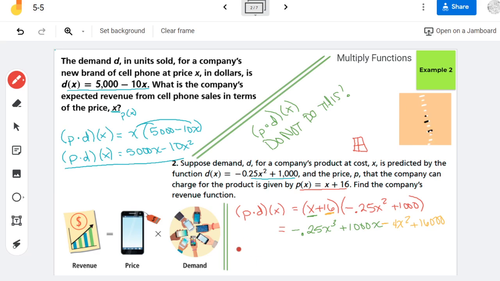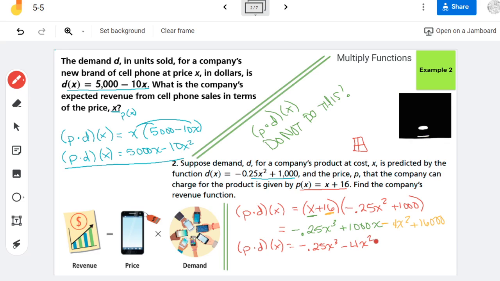Now, traditionally, we usually want to write our answers in standard form, so I want my exponents to count down. All that I'm doing is rearranging this so that my exponents count down in my polynomial, and it's pretty. All right. You could leave it in this form as well.